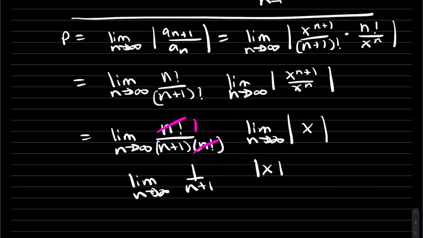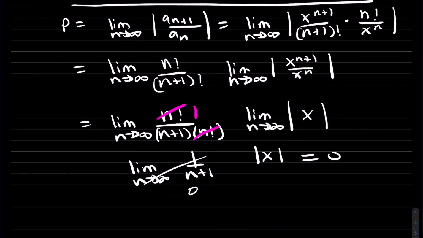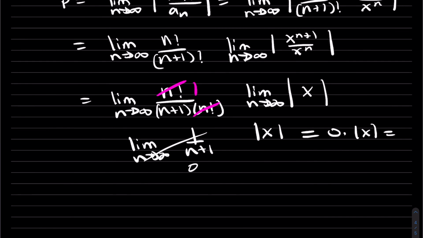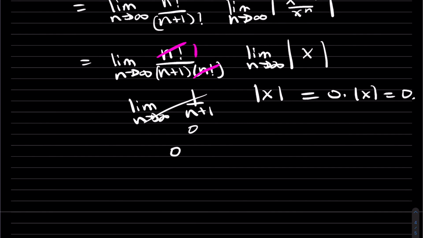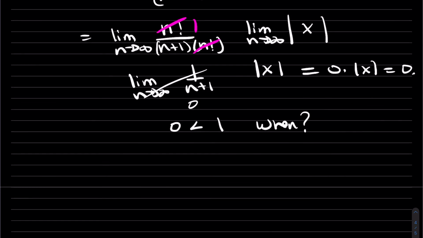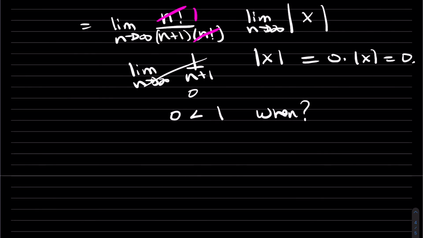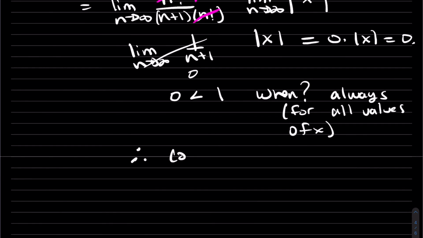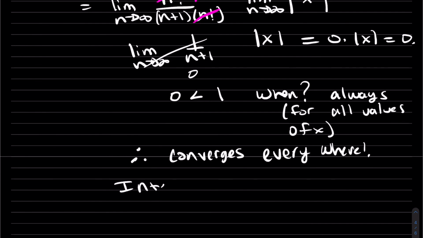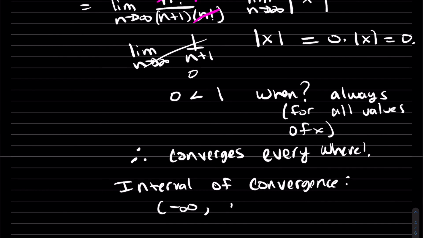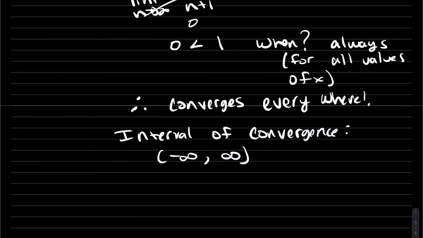So this goes to 0. So it's 0 times x, which is 0. 0 is less than 1. When? For what values of x? So basically, always. For all values of x. Therefore, it converges everywhere. So my interval of convergence is minus infinity to infinity. Or if we asked for the radius of convergence, it is infinity.